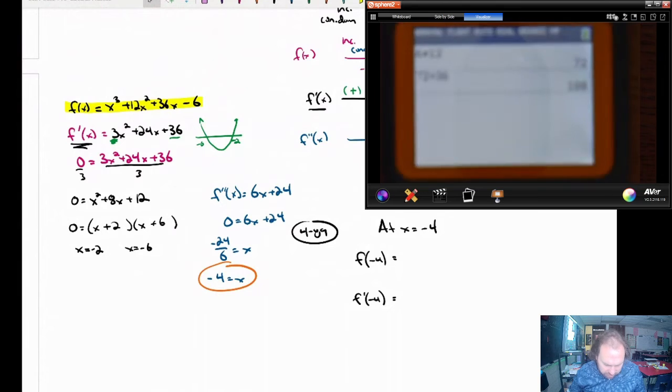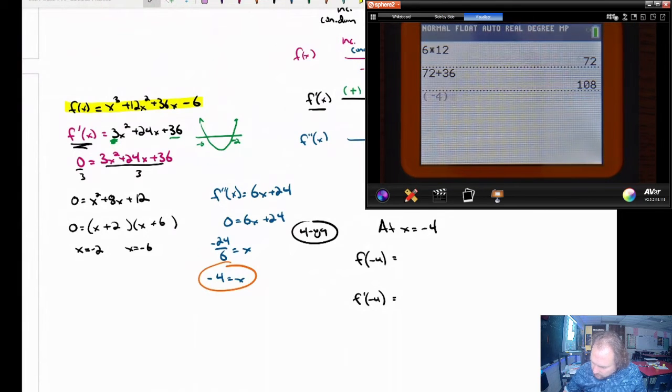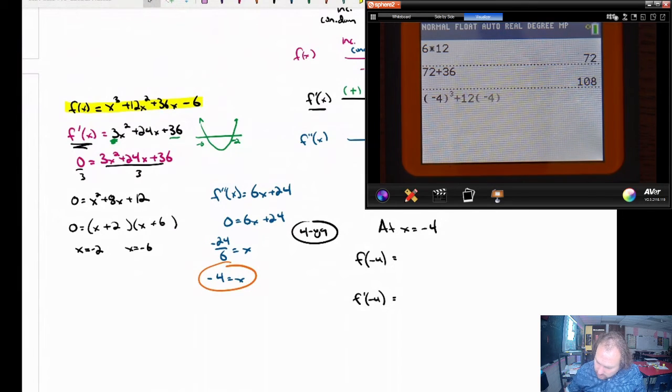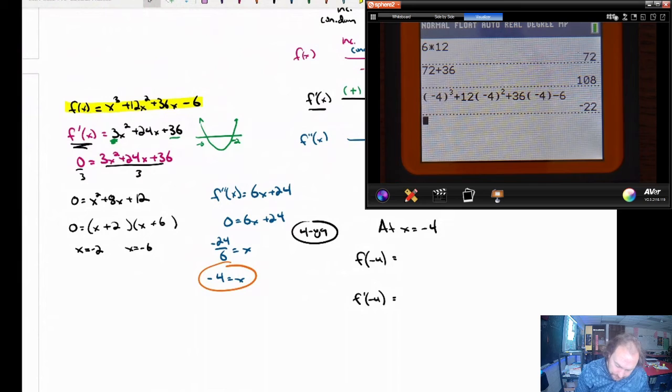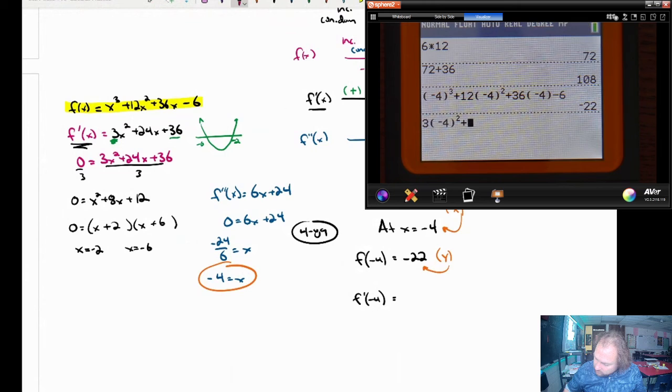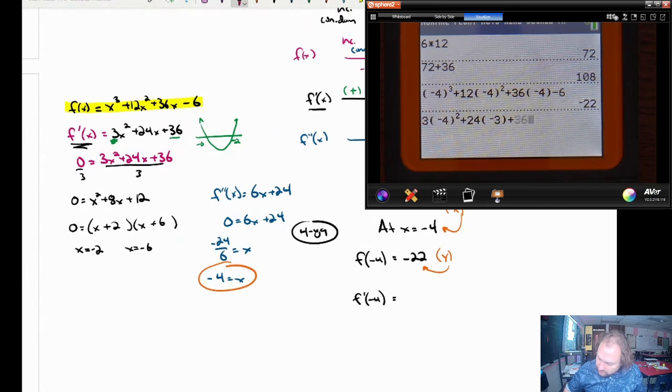All I'm going to do here is just plug in -4 into the original function. -4 to the third power plus 12 times -4 squared plus 36 times -4 minus 6. It's going to be -22. That's going to be kind of like the y value in our point slope form. As far as f prime, that's going to be the slope. F prime is going to be 3 times -4 squared plus 24 times -4 plus 36, which is going to be 12. That's going to be the slope of this line.